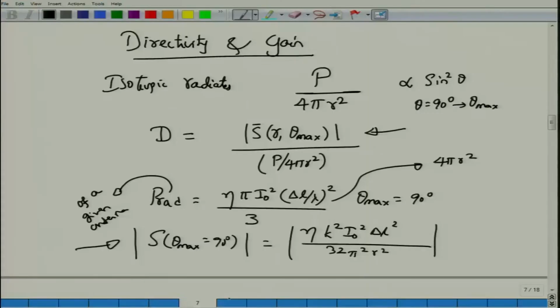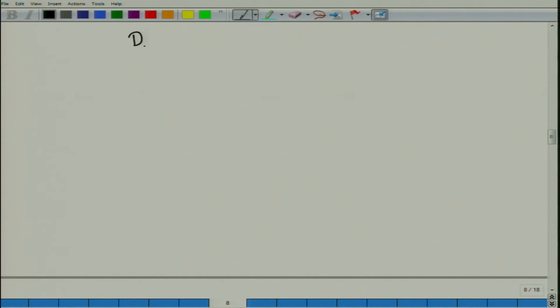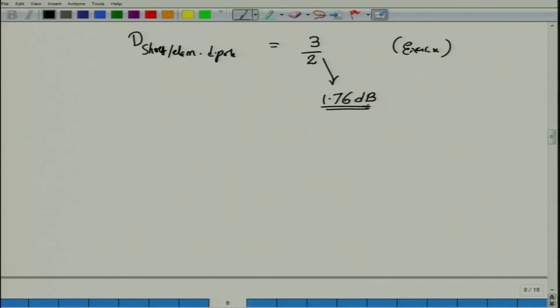Okay. And when you do that, the directivity of the short or the elementary dipole turns out to be very small. In fact, it of course turns out to be greater than 1 because it is not an isotropic radiator, but this will turn out to be 3 by 2. I will leave this as an exercise for you to show this. Okay. So this 3 by 2 when you express in dB will be about 1.76 dB. So this is not terribly high, but this is also not equal to the minimum value. The minimum directivity of 1 will be obtained only for the case of an isotropic radiator.